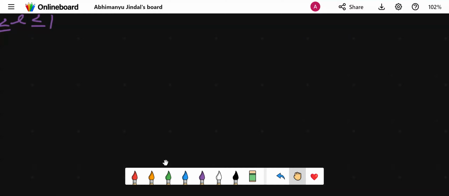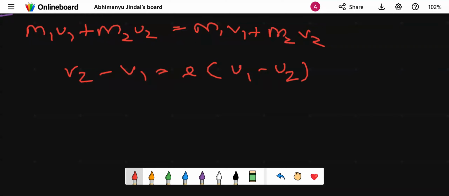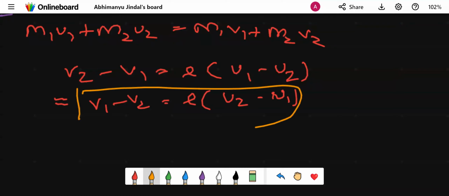Okay, now let's go to inelastic collision. Let's rewrite the equations which we talked about. m1u1 plus m2u2 equals m1v1 plus m2v2, and v2 minus v1 equals e times (u1 minus u2). Whatever it is, if it's 2 minus 1 in the v, then in u it's 1 minus 2. This is similar to v1 minus v2 equals e times (u2 minus u1). Just remember it this way. It's not that tough, guys.